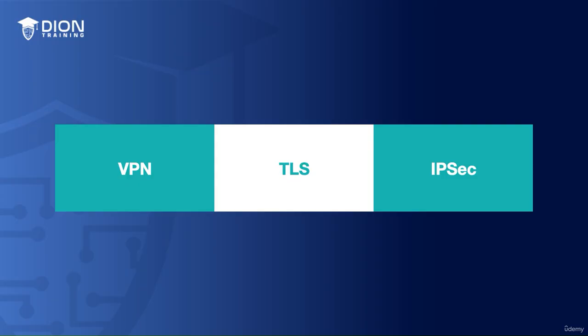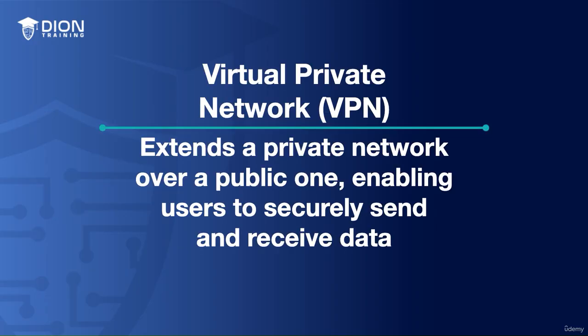To achieve this kind of data in transit security, we usually are going to rely on three main technologies. These are virtual private networks, known as VPNs, transport layer security, known as TLS, and internet protocol security, known as IPsec. Let's take a look at each of these. First, we have virtual private networks.